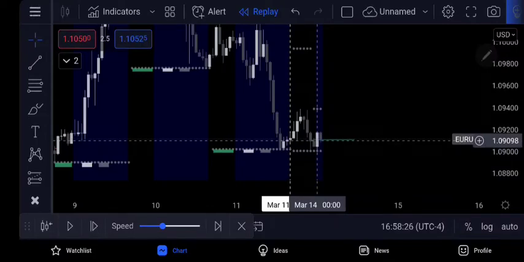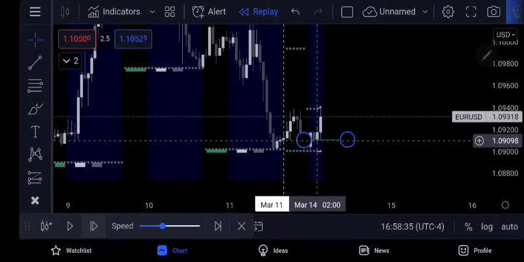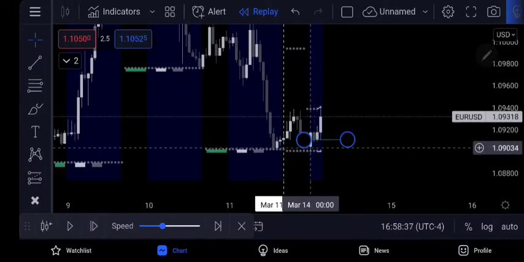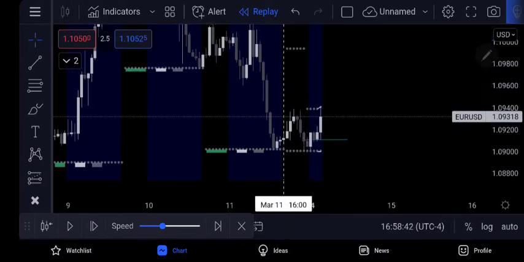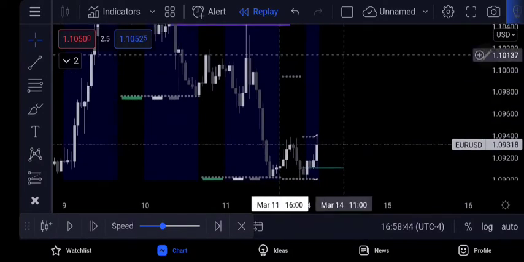I promise y'all, this stuff happens over and over again. You don't gotta believe me. You can go to the charts and look at it yourself. It does it all the time. And as you see, your stop loss would have been right below here. Take profit could have been either above here, or above the volume of the candle.